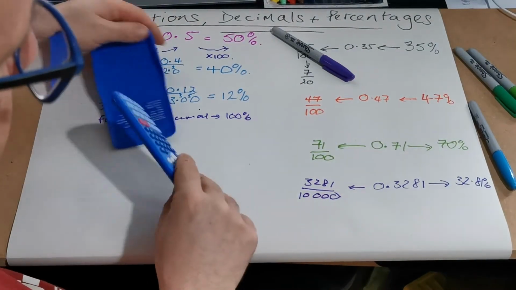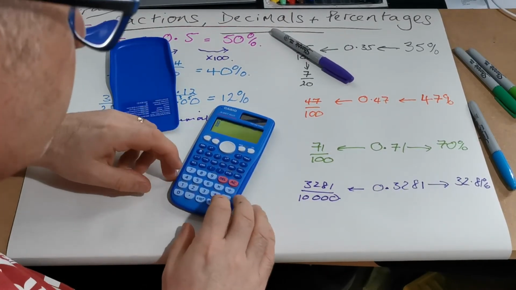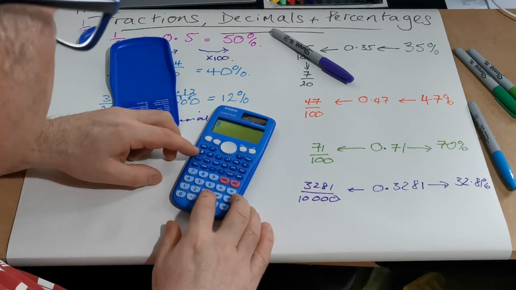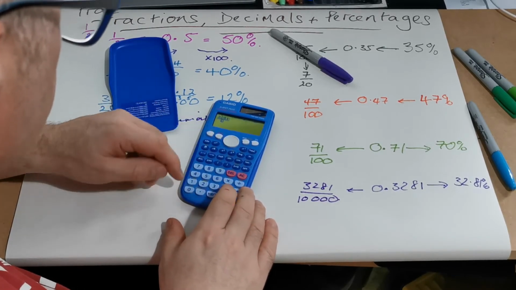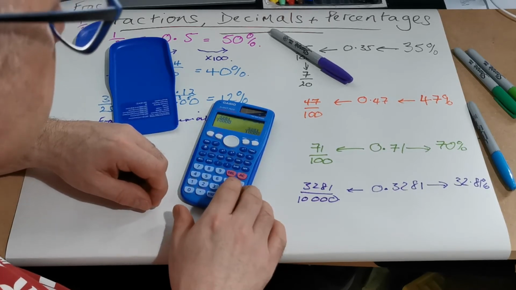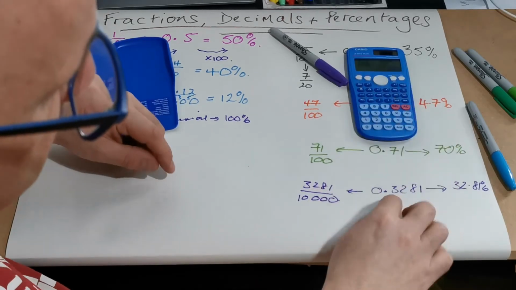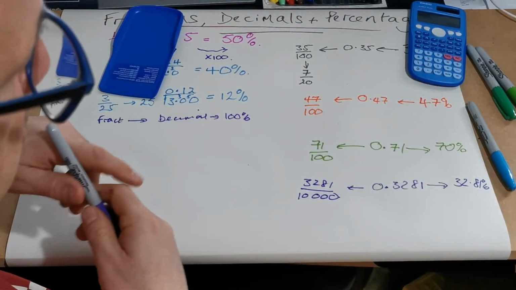Now, luckily, I can use my fraction button. So put the fraction button there. 3281 over 10,000 equals 3281 over 10,000. So luckily I picked a prime number there again. But sometimes you won't do.